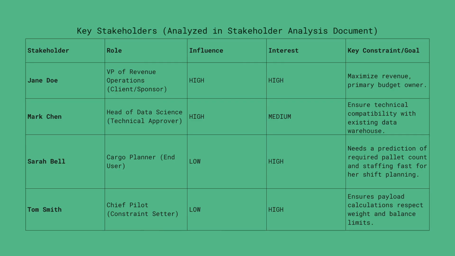Tom Smith, chief pilot, role: constraint setter, weight and balance limits are in his domain. Interest is high, payload calculations affect his operation. Influence is low, he's consulted but doesn't control the purse. Action: understand his constraints, make sure we don't violate payload limits.